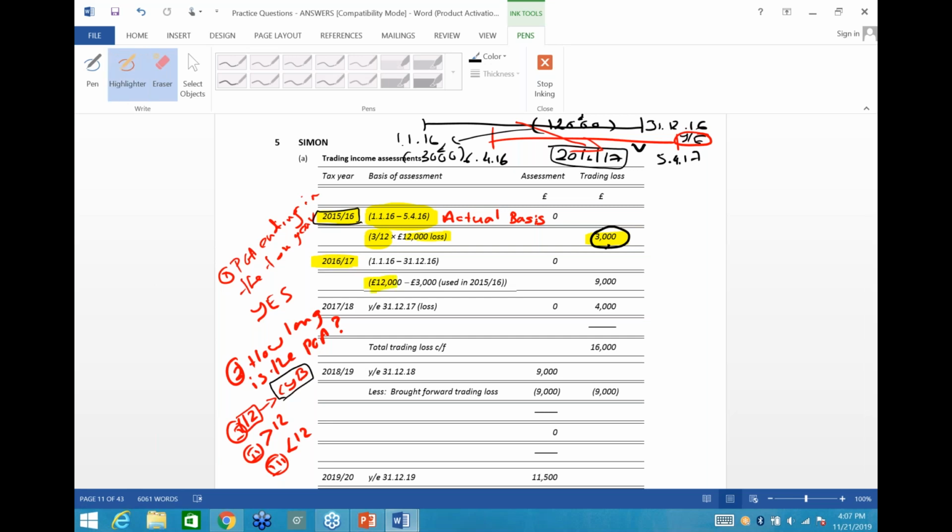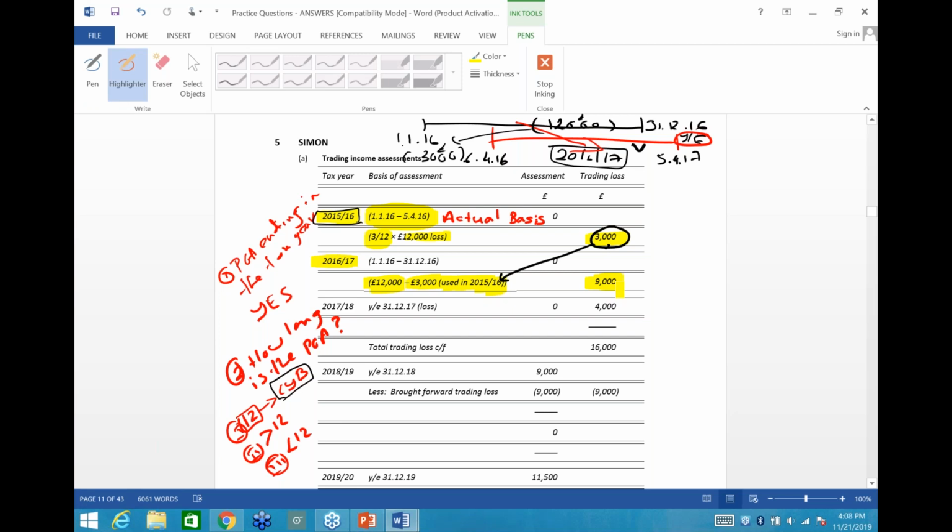loss is 12,000, you have to take it, but for the previous year, out of that 12,000, 3,000 already used in 15-16. Therefore, only the balance 12,000, balance 9,000 you have to take into account. So when you do like this, it will not result in any overlap losses. So first tax year, there's a loss of 3,000. Second year, balance loss of 9,000.